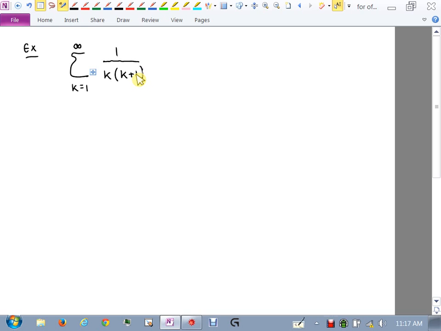So maybe it converges. What if I were to look at the sequence? I'll write it a sub k instead of a sub n. It's 1 over k times k plus 1. I'm taking the limit as k goes to infinity. Where does that go if k goes to infinity? It goes to 0. That goes to 1 over infinity, which goes to 0.